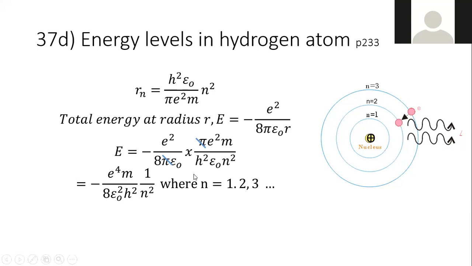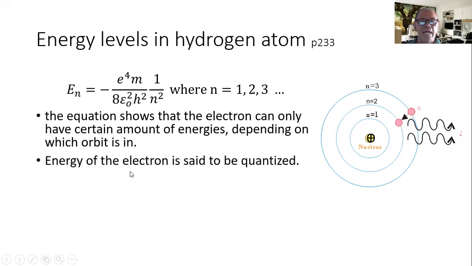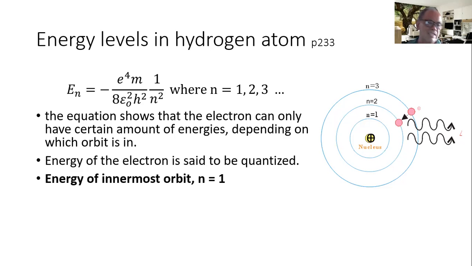Okay, so that's the total energy for the nth orbit. The equation shows that the electron can only have certain amounts of energy, not all energy, not continuous, right? There's a certain amount of energy. We can put 1, 2, 3, 4 here, depending on the orbit it is in. The energy of the electron is said to be quantized, right? No more continuous, it's quantized. Only certain values we can allow.